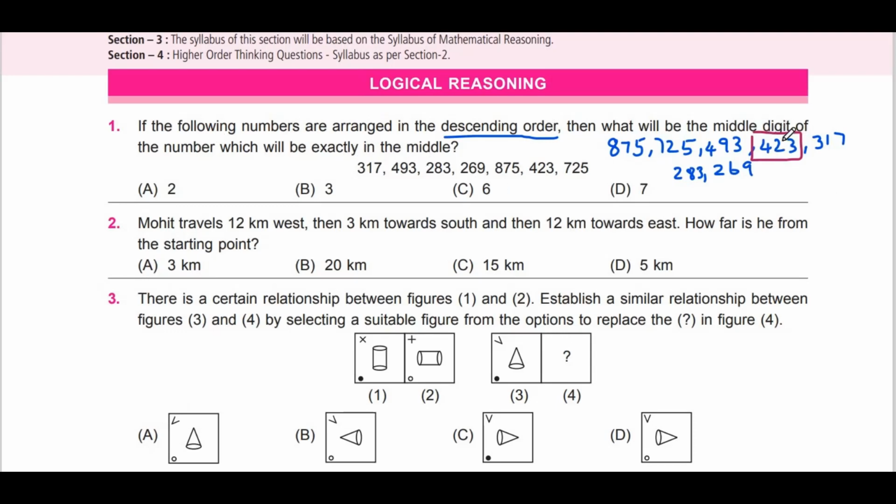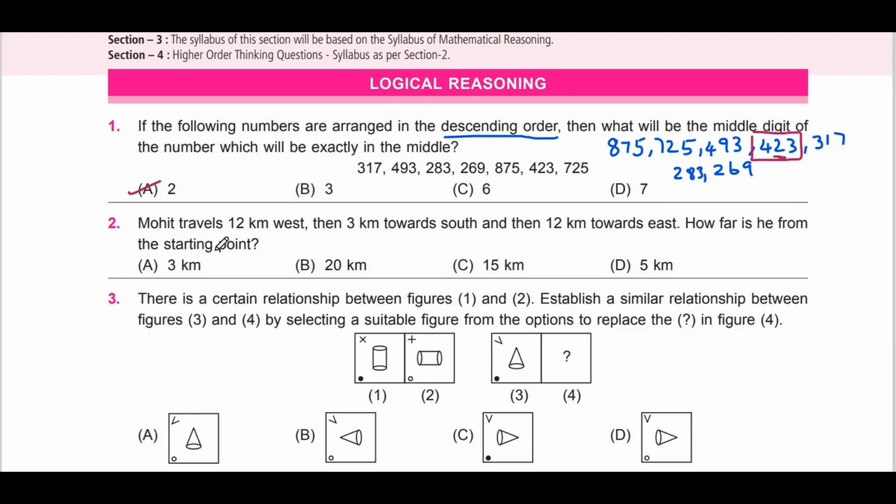So which is the middle digit here? We have 2. So which is our right answer? Option A, which is 2. Isn't it easy? We split the question into 2 parts and then it was very easy for us to figure it out. First we wrote it in descending order. Then we found the middle number and then the middle digit of the middle number. Isn't it easy?